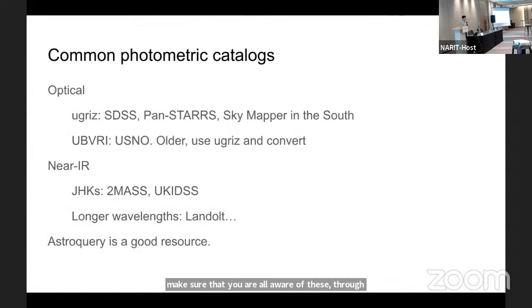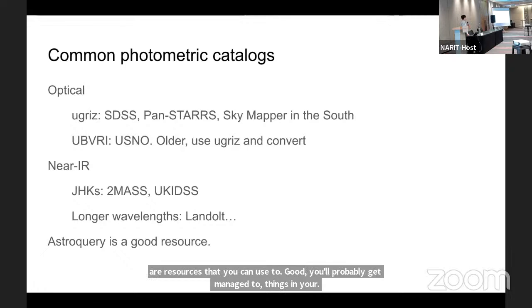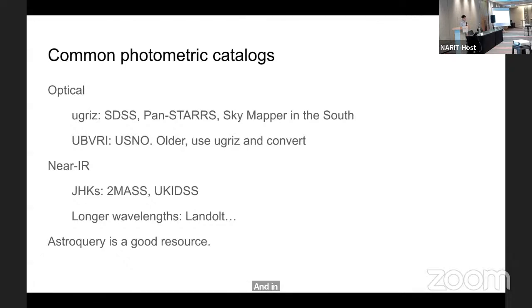There are also a bunch of different photometric catalogs that you can look up. You don't need to go through this, but these are resources you can use to get magnitudes of things in your image. And in the exercise we will do after this, there's a package called Astroquery, which is not part of Astropy, that can also look up all of this information for you.